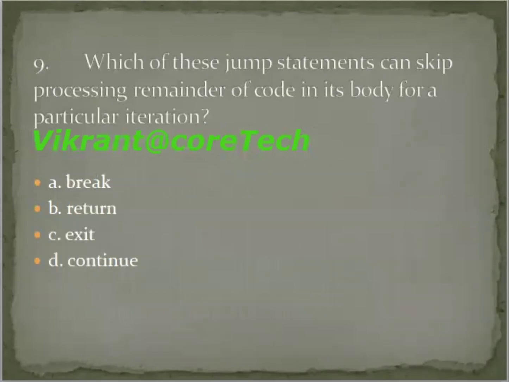Which of these jump statements can skip the processing of the remainder of the code in its body for a particular iteration? It can skip the code in its body for a particular loop. It is not asking you that it is going to stop the loop, or stop the execution of the function. Neither is it stopping the program.